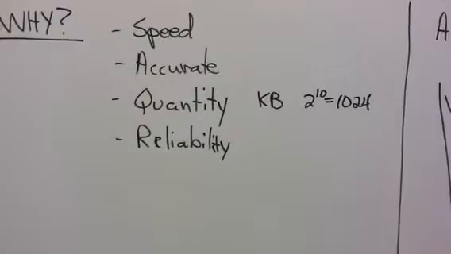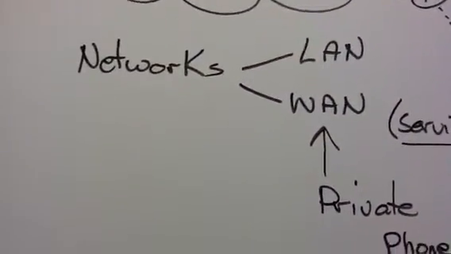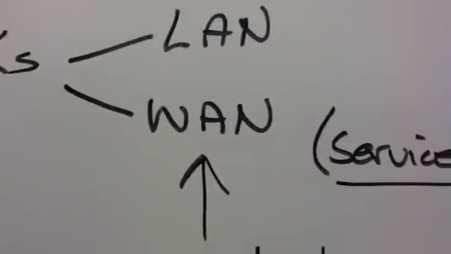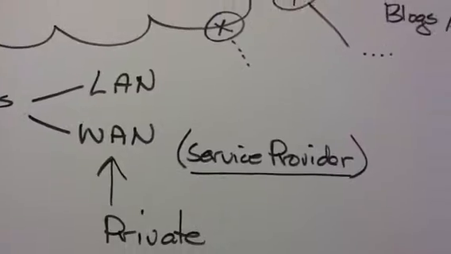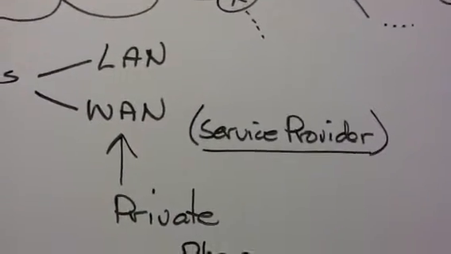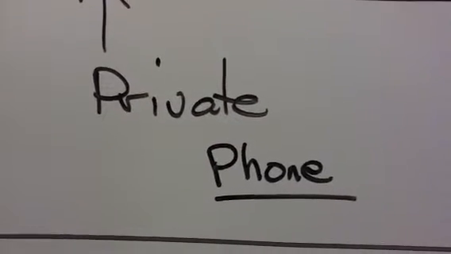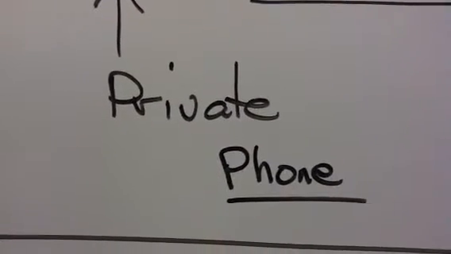Then we talked about how we hook all this together. So we review the idea of networks. We talk about local area networks. And then we talk about wide area networks. And a lot of times a service provider can help us with a wide area network to connect. And we have these private wide area networks like big companies like Walmart and Boeing and GM and so forth. And then the phone company is their own private wide area network too.